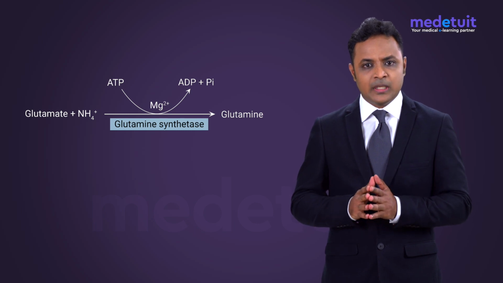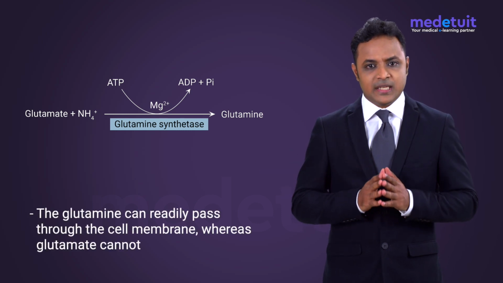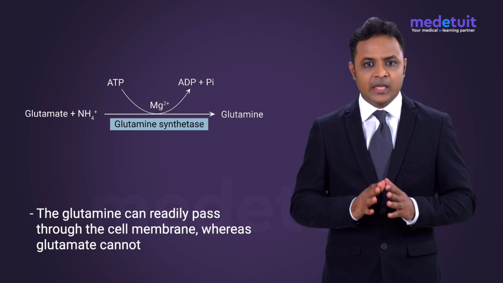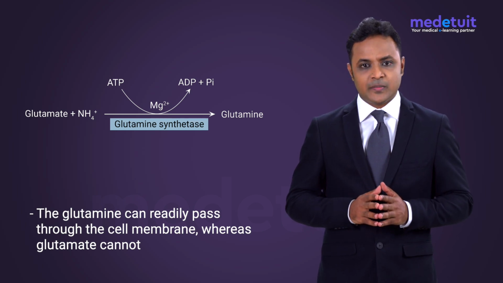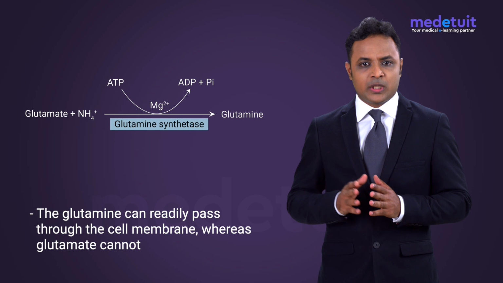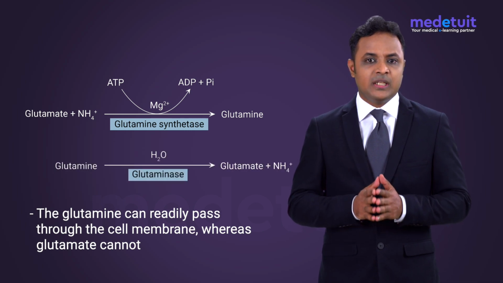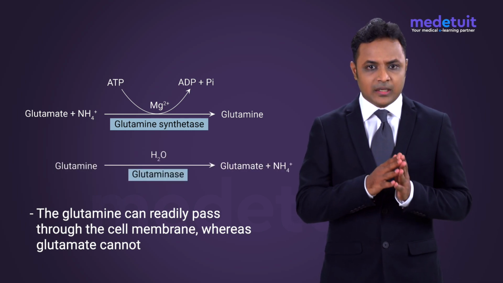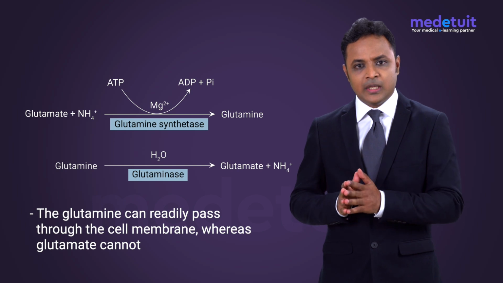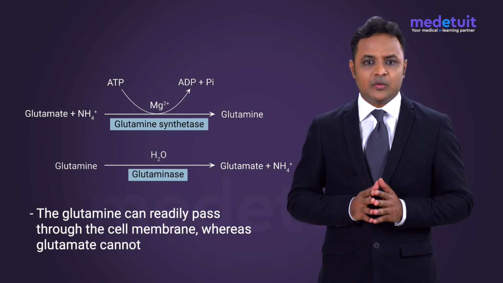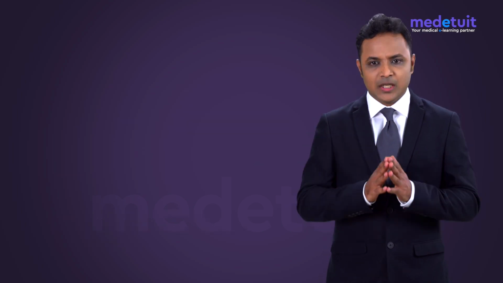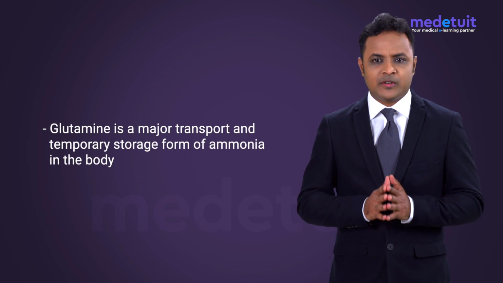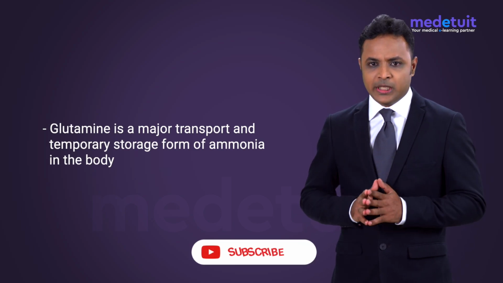Now this glutamine can cross the cell membranes easily, whereas glutamate cannot cross the cell membranes. Glutamine can be transported to the liver, and in the liver glutamine can be converted back to glutamate and ammonia with the help of the enzyme glutaminase. Glutamine is the major form of transportation for ammonia in our body.